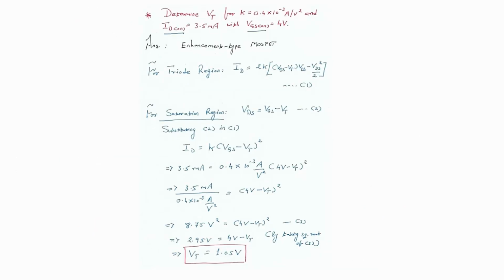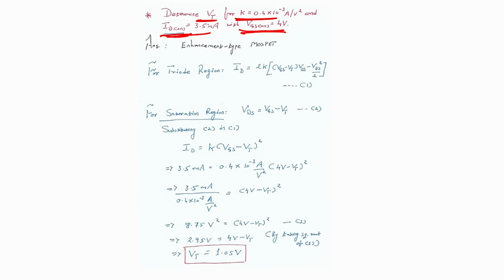So, let us do one more example and then we will finish this particular module, and we will continue with the next module of the same lecture. If you are asked to determine Vt, that is threshold voltage, for K of some value, ID on for some value, with VGS on for some value. First, we should understand that VGS on is 4 volts and ID on is 3.5 milliampere.